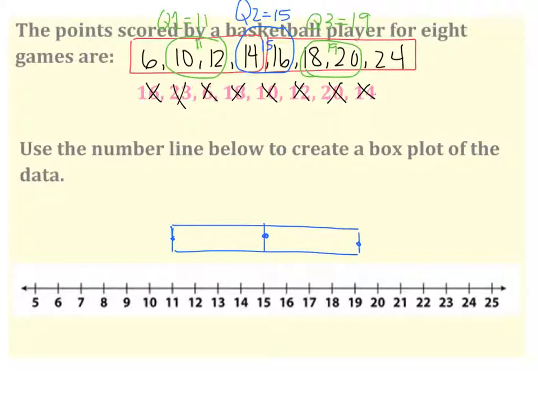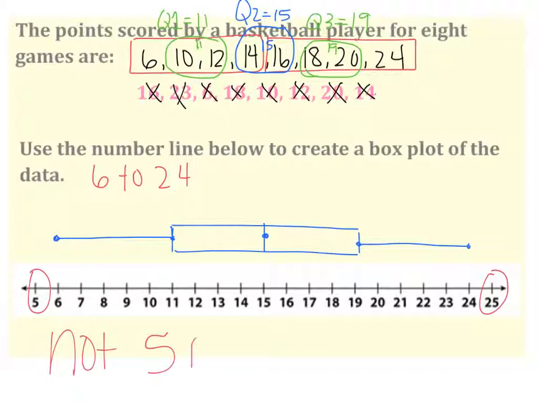Your minimum was at 6, so I'm going to draw my whisker here. Your maximum is at 24. Now the one thing I want you to notice is I did not use 5 and I did not use 25. It is okay. Your range, your spread, is still 6 to 24. It is not 5 to 25.